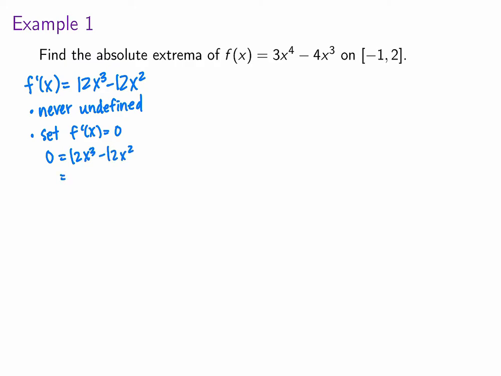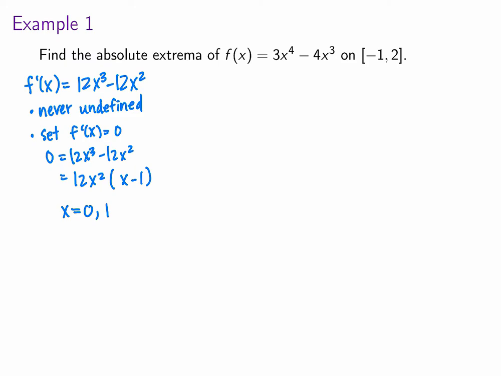And here's where we want to factor. When we're setting something equal to 0, we want to factor it as much as possible to see what the values for x are that solve the equation. So I can factor out a 12x squared, and I'm left with x minus 1. So I can set each piece equal to 0 now, and that implies that x equals 0 and x equals 1. So I get x equals 0 from here and x equals 1 from here.